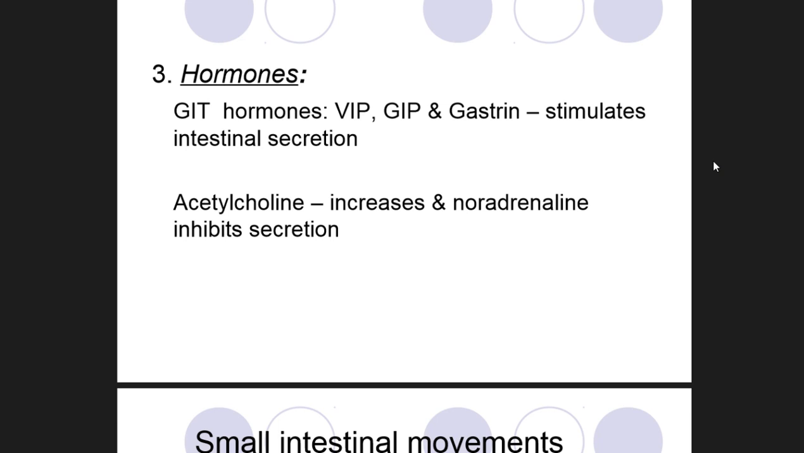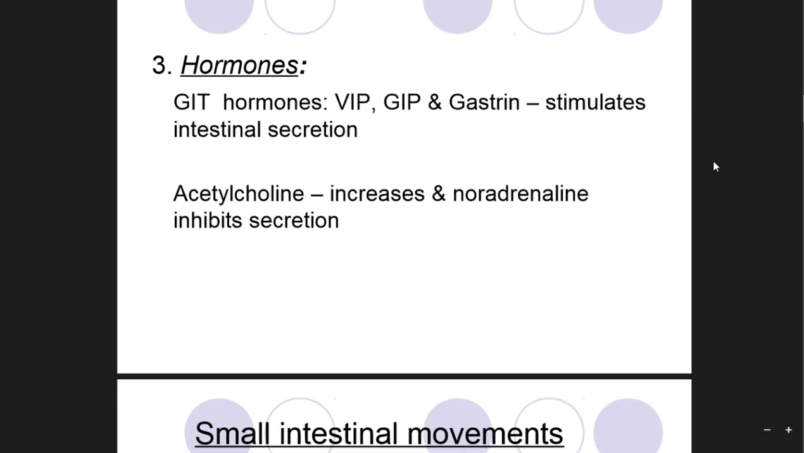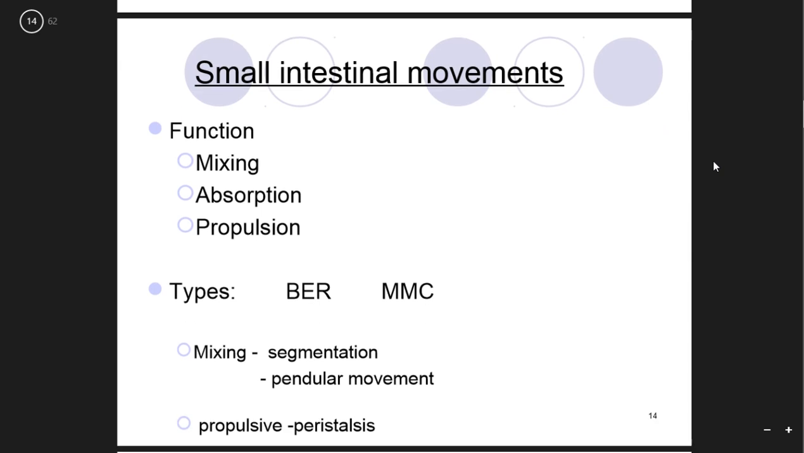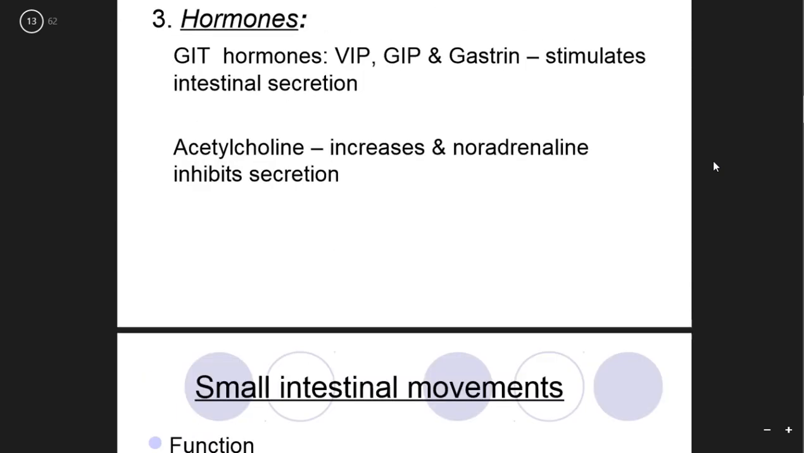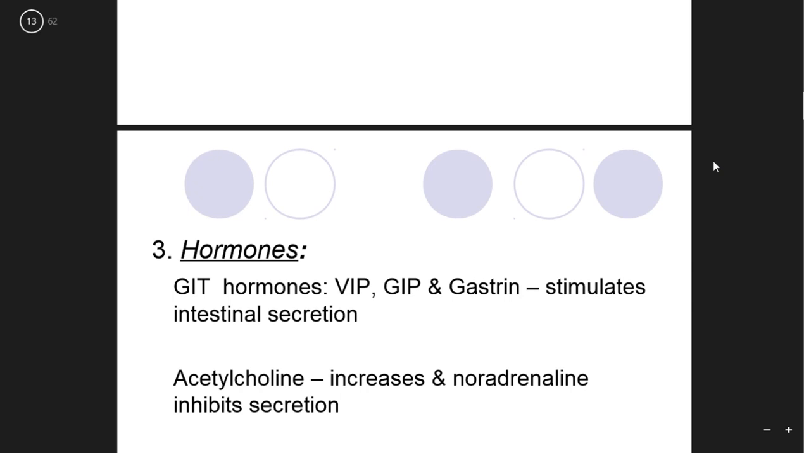So acetylcholine increases the secretion, while noradrenaline inhibits the secretion. These are the homeostasis phenomena where both need to be regulated. They are not allowing excessive secretion. They are trying to maintain the secretion in the specific format that is required.